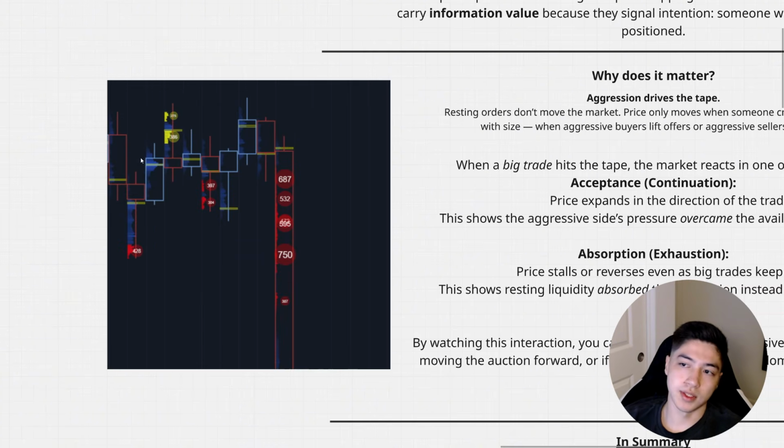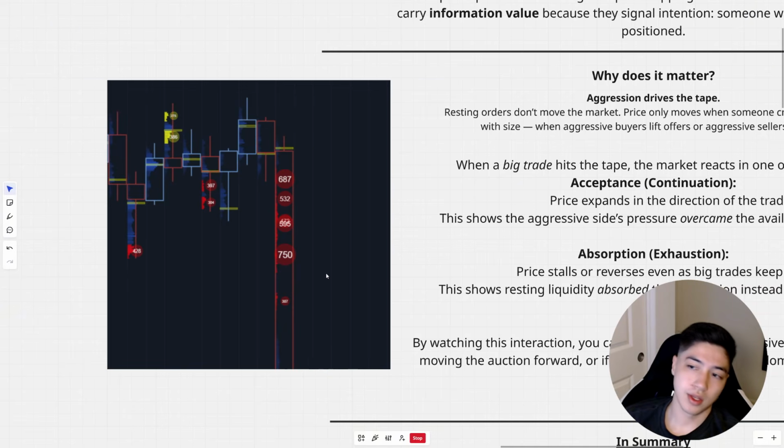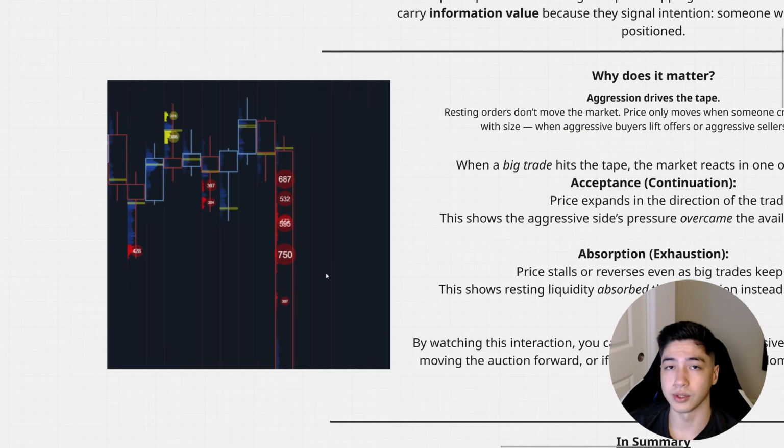So just for context, this is MNQ, which is micro NASDAQ futures. This is the 5-minute chart. These big trade numbers are going to be probably higher, obviously, if you were looking at the mini contracts, or the mini NASDAQ futures.